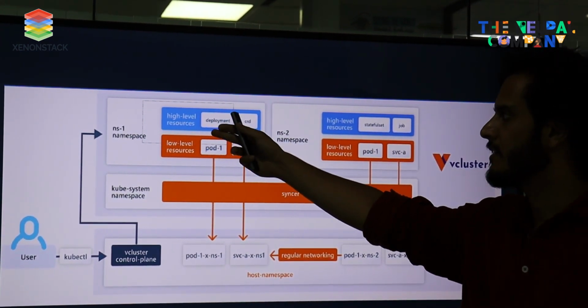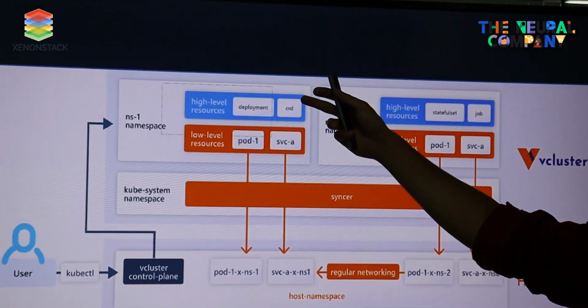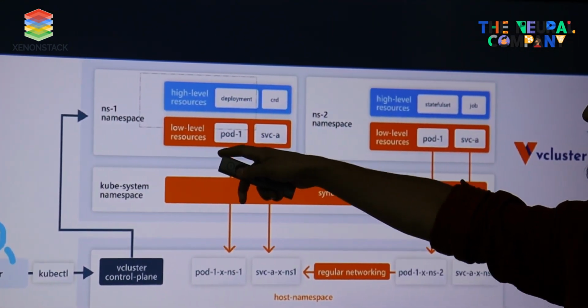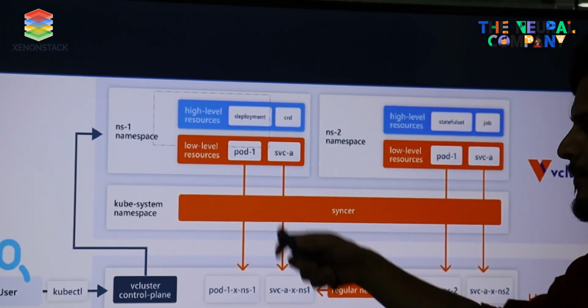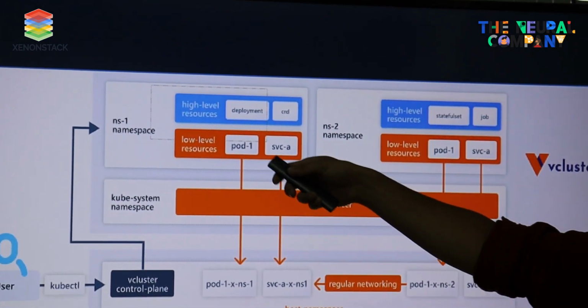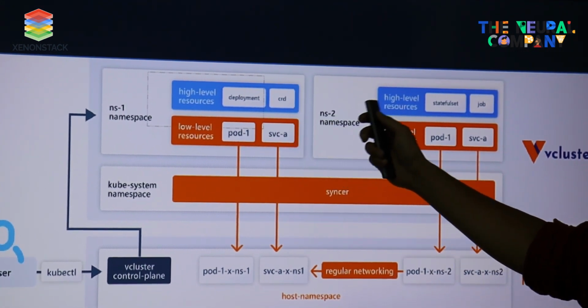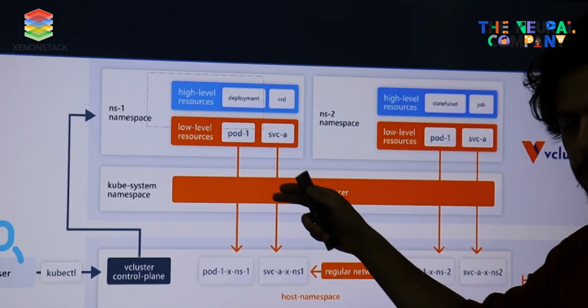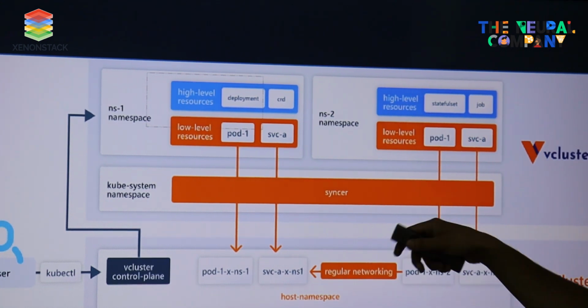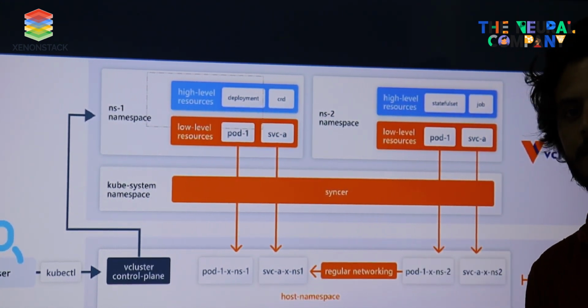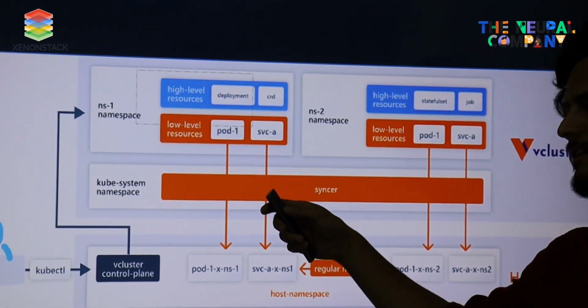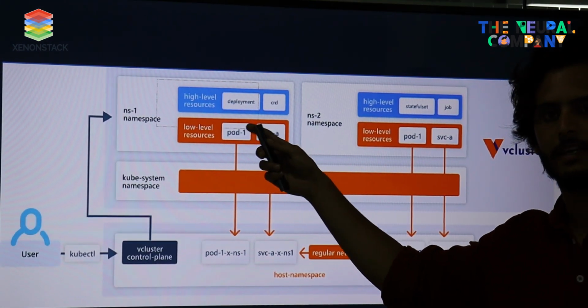Inside that, there are high-level resources such as deployments and CRDs. After that, we have low-level resources: pod 1, pod 2, and let's say service A. Whenever we create any pod or anything, it just gets recreated into the Vcluster namespace of the host cluster with the help of the syncer. The syncer generally recreates the pods or any services we create inside the Vcluster.